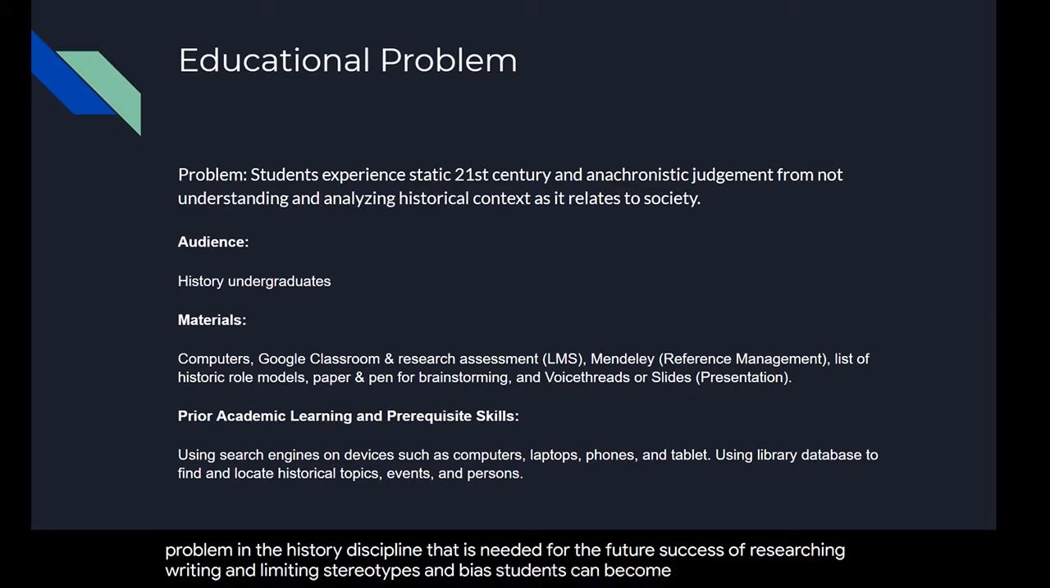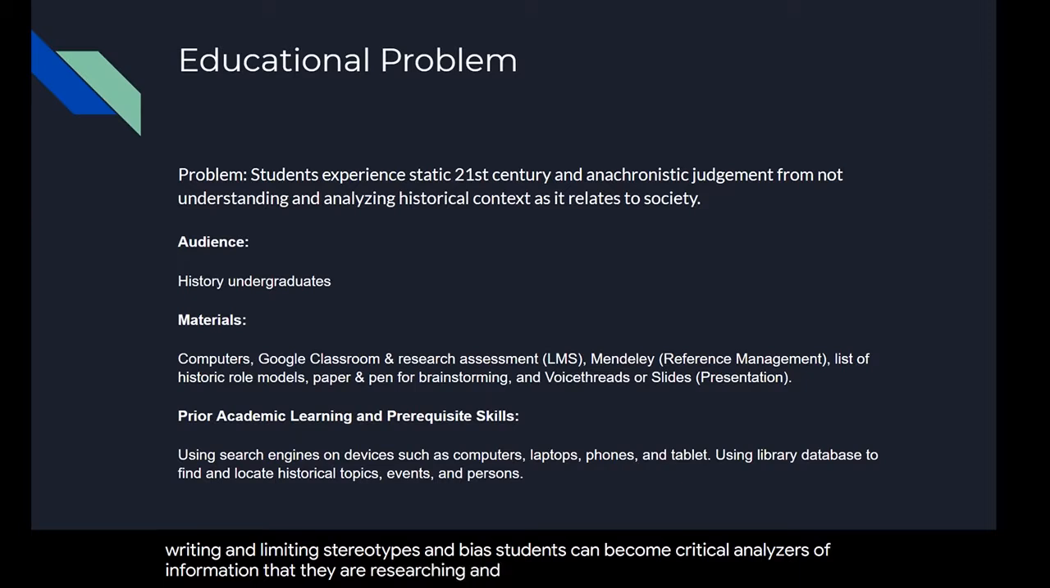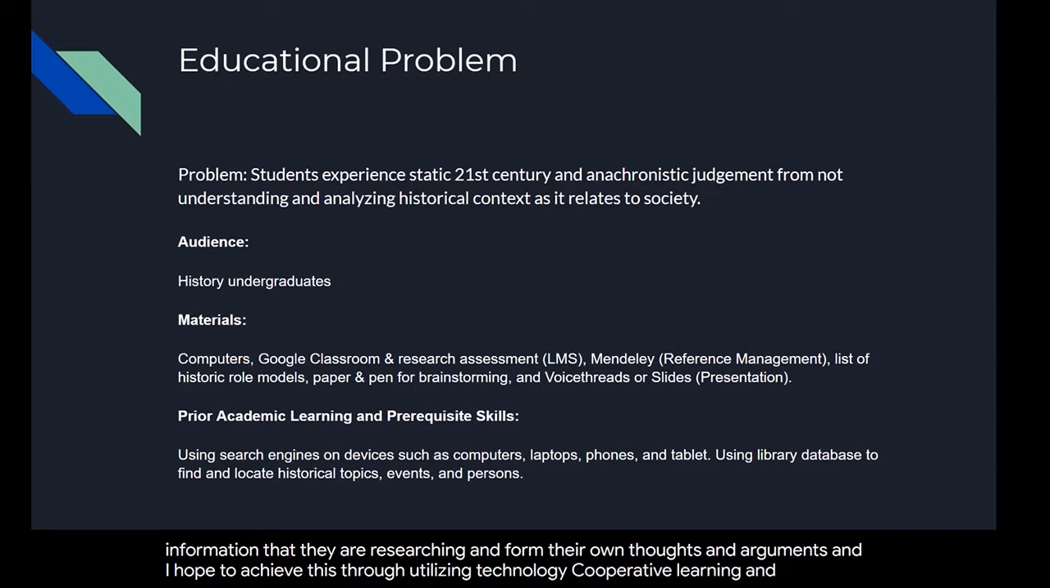Students can become critical analyzers of information that they are researching and form their own thoughts and arguments. And I hope to achieve this through utilizing technology, cooperative learning, and problem solving.